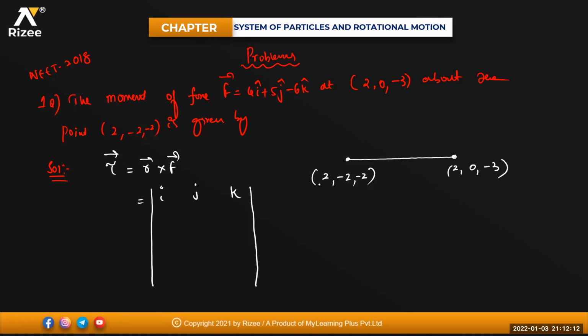Okay. So we'll calculate the value of R. R will be equal to R2 minus R1. Isn't it? That is 2 I cap minus 2, this will become 0 I cap, plus 2 J cap minus K cap. So that will be equal to 2 J cap minus K cap. So this is your R. So R is equal to 0, 2, minus 1. Force is given for me 4, 5, minus 6.